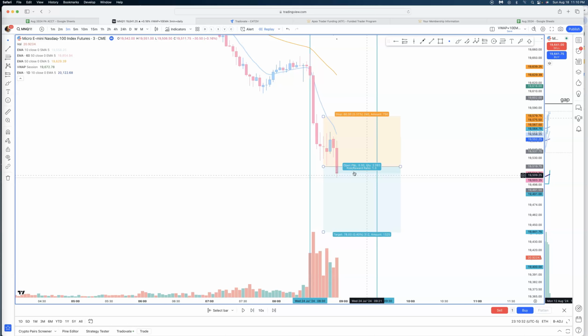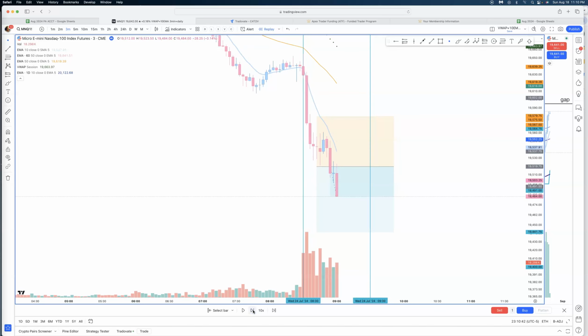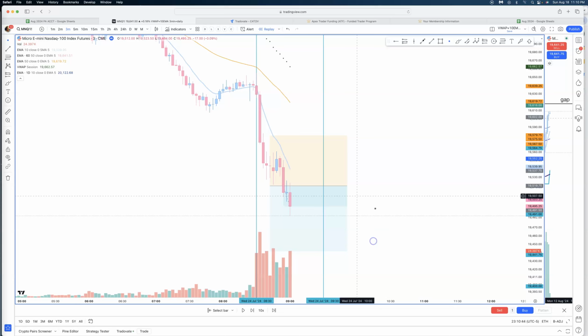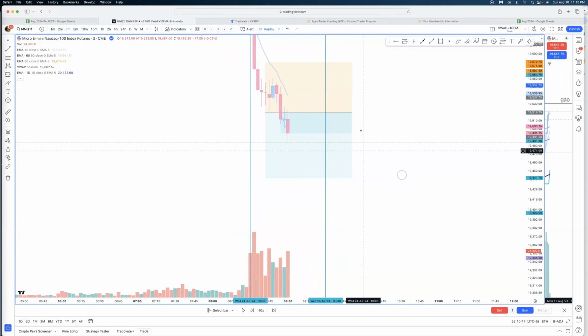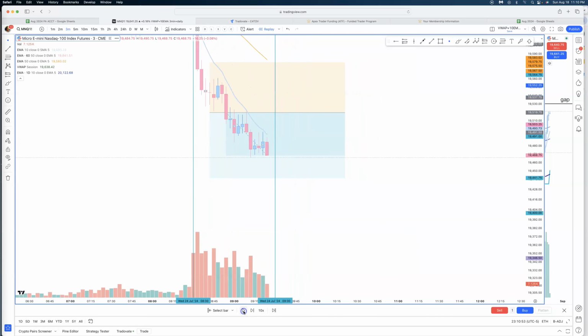But this definitely seems a little strong for the bears. Don't really like that candle. Okay, like that one a little bit better. You know what? This anticipation is kind of killing me. So let me just play it a little bit.